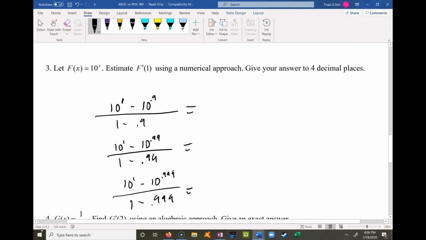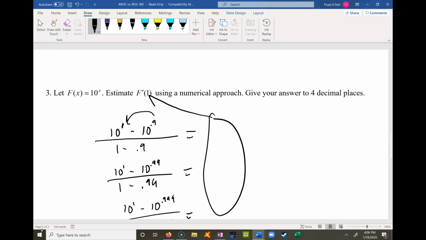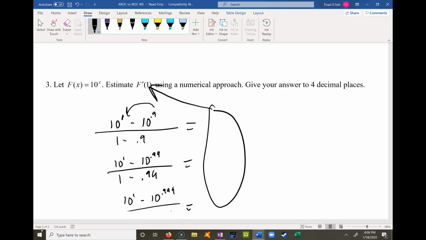And in theory, as this value gets closer and closer to that value, these values should get closer and closer to what we're looking for. So that's the numerical approach, where I'm just kind of doing that limit process, but I'm actually doing it by plugging in smaller and smaller intervals. I'm making the h approach 0, so to speak.